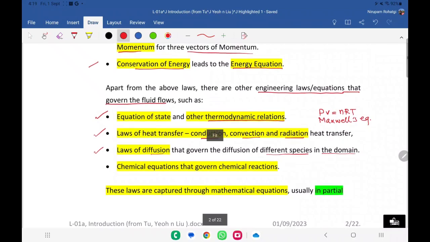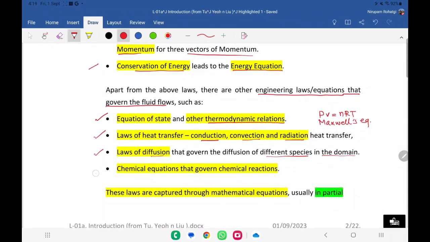Then chemical equations, which govern the chemical reactions. Now if there are chemical reactions, we know that when different types of molecules combine, they produce different other molecules.